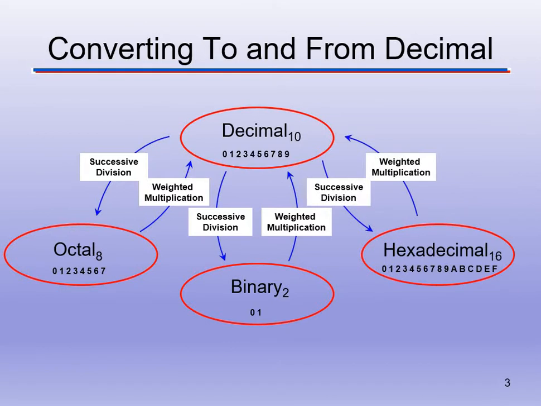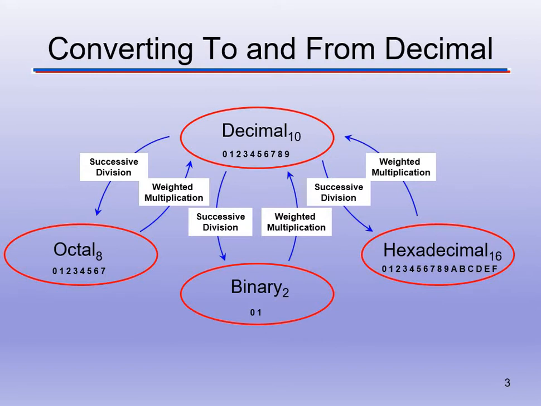Still successive division, but now we're going to divide by 16. In our weighted multiplication, we're going to have 16 to the 0, 16 to the first, 16 squared, 16 cubed, so on and so forth, as we're going back to decimal. So this is your roadmap to be able to go from decimal to octal, binary, or hexadecimal, or to go from octal, binary, hexadecimal back to decimal. That's essentially what a roadmap is.